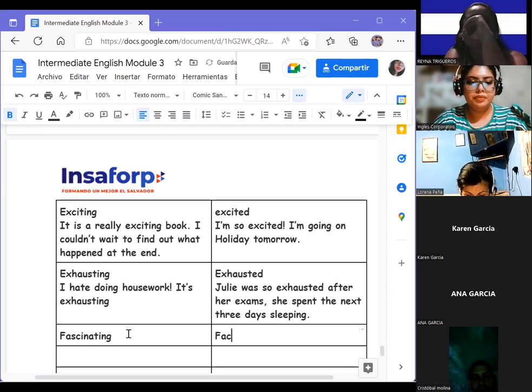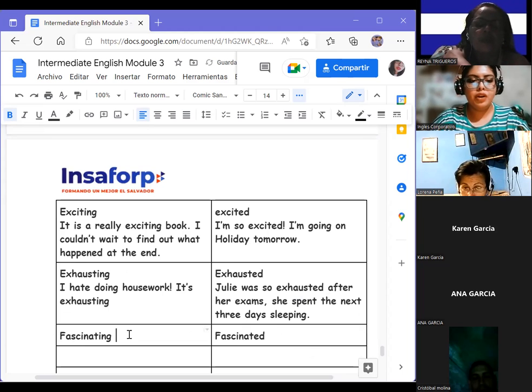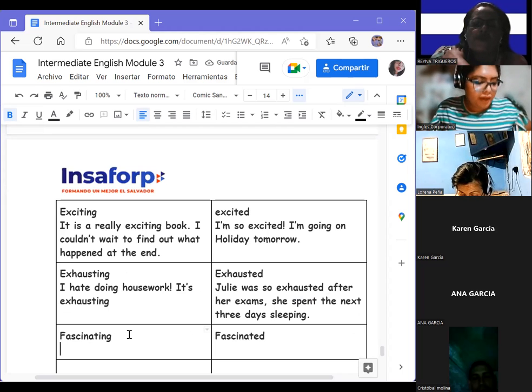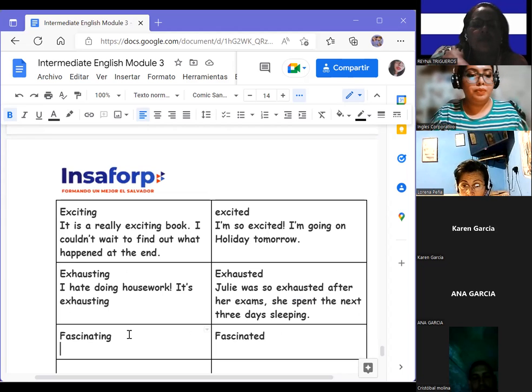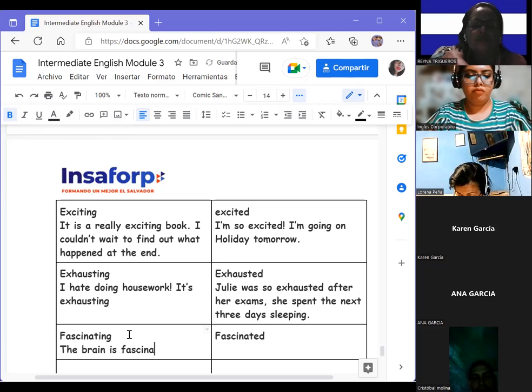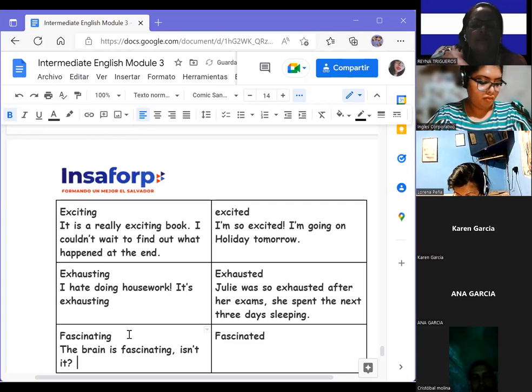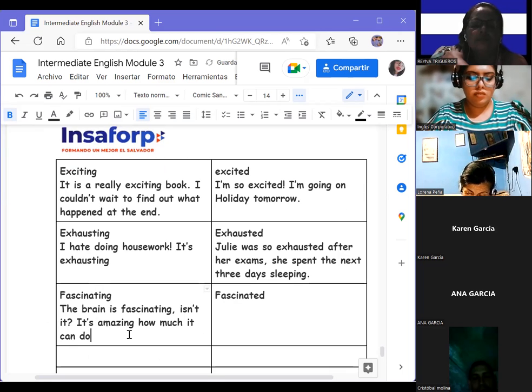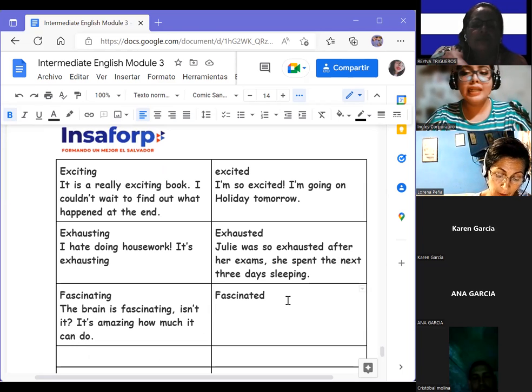Fascinating and fascinated. For fascinating, we have the brain is fascinating, isn't it? It's amazing how much it can do. Fascinated, that is the feeling. Joanna was fascinated by her grandmother's stories of life in the 1920s.